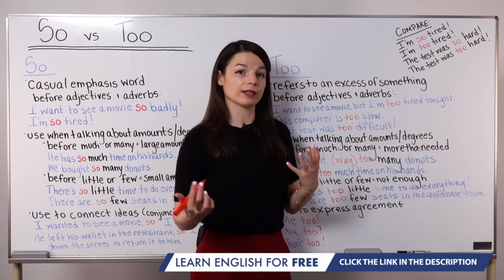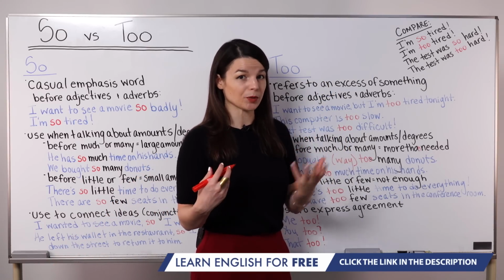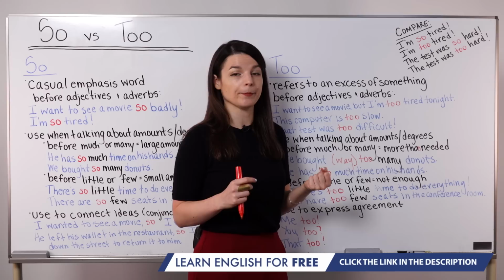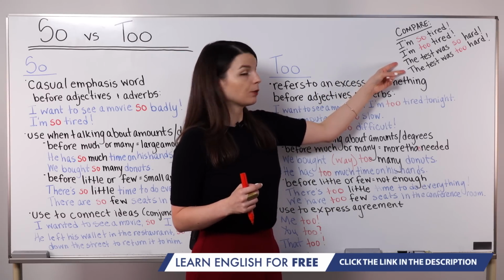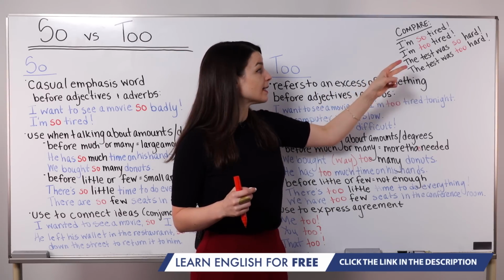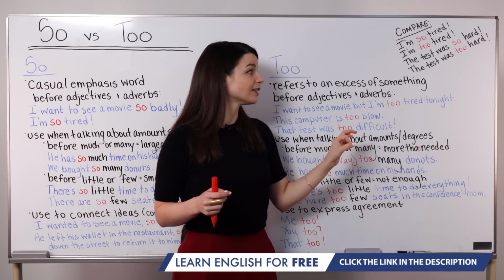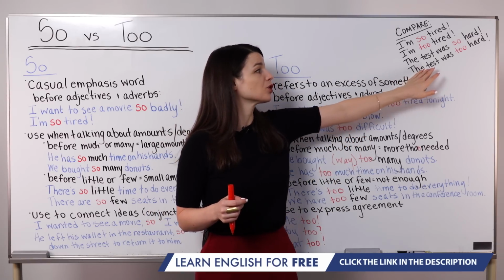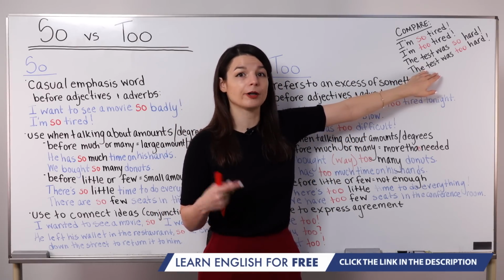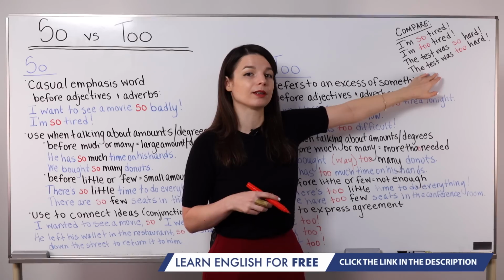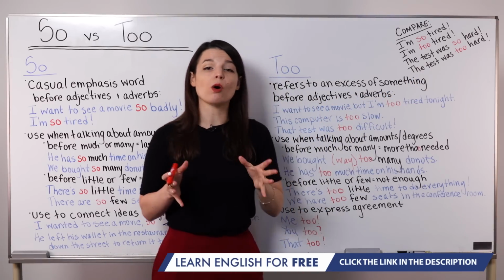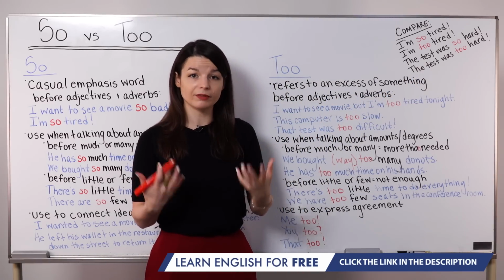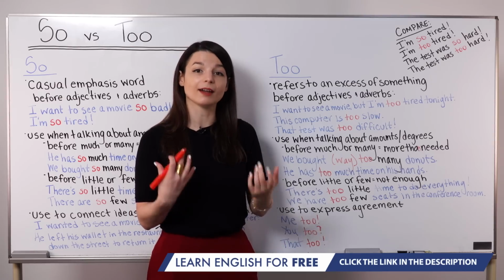So think of this when you're expressing your emotions or your states in this way. Another one, we talked quickly about it earlier. This pair is the test was so hard and the test was too hard. Hard means difficult. We use hard more than difficult. So the test was so hard means the test was very difficult. The test was very hard, really hard.